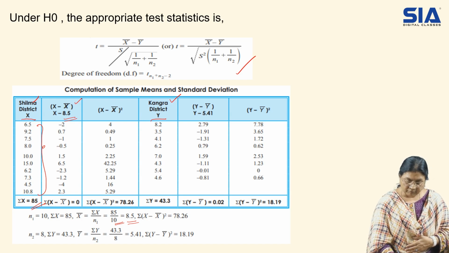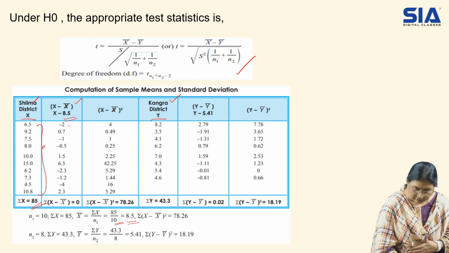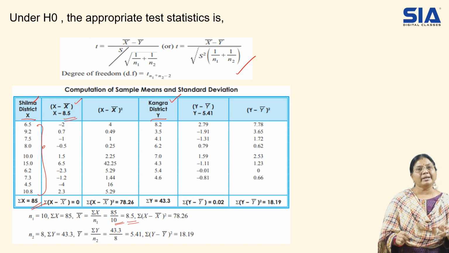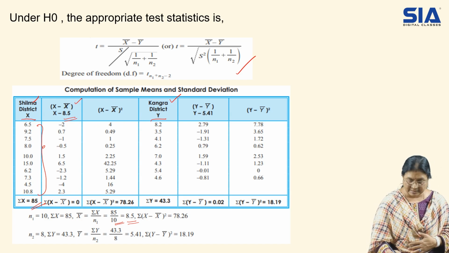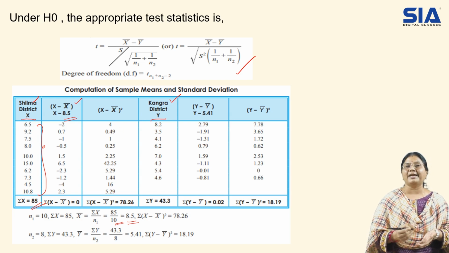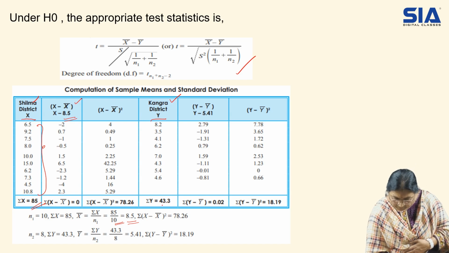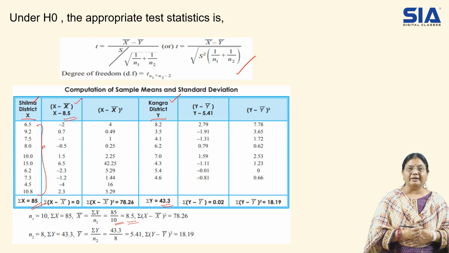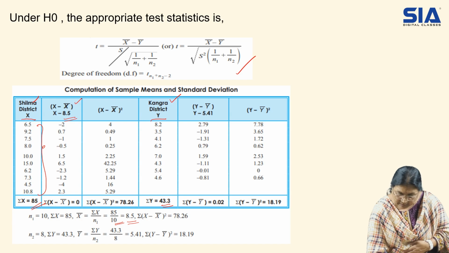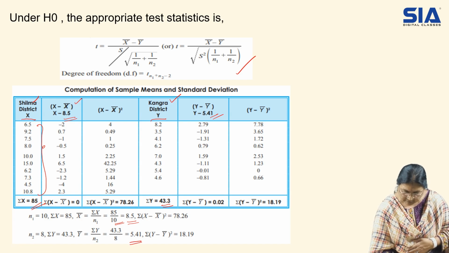Then I have done X minus X bar whole square. Whatever the value, for example 2, as it is negative, when you square it, minus into minus is plus. These are the values I got when squaring X minus X bar. In a similar way, I have also taken the values of Kangra, where sigma Y is equal to 43.3 and the mean, that is the average, is 5.41. You can see 5.41 here.